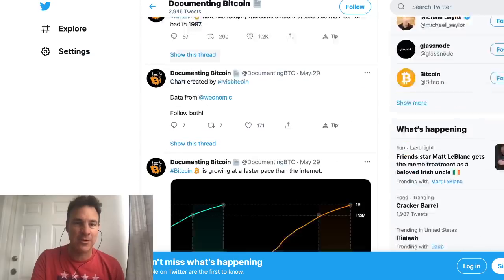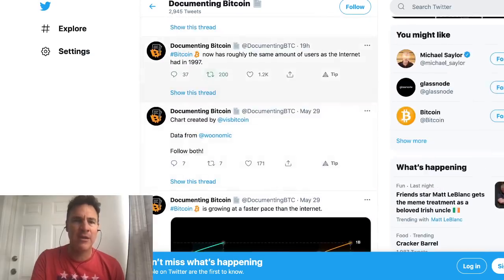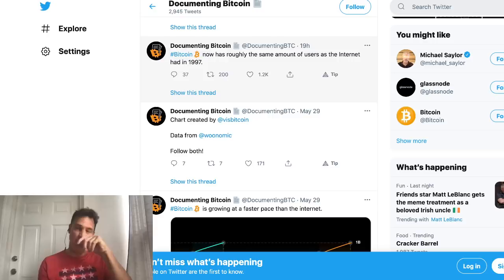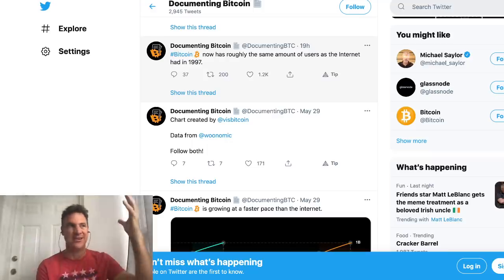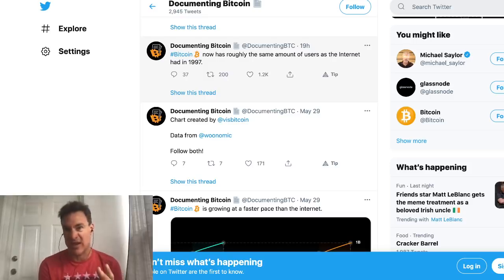Now this is a cool one here. Bitcoin now has roughly the same number of users as the internet had in 1997. And I just want you to think about that, and why Bitcoin and cryptocurrency are so amazing in terms of wealth creation. When the internet came along, there was no wealth accumulated by the protocol or the investors of the protocol. HTTP gets invented and it's just a free gift to the world. And for being the first to use it, you don't really get much. You have to build a layer 2 company on top of it.